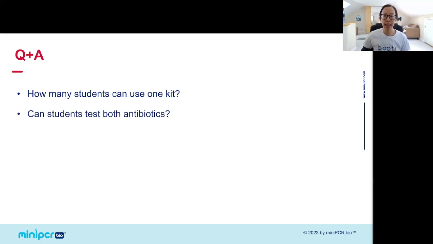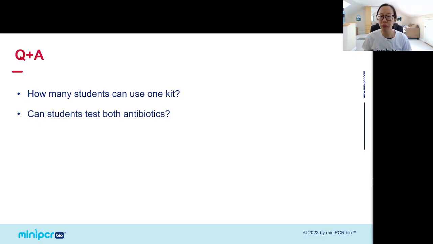Can students test both antibiotics? So I mentioned at the beginning that the lab groups will be split up, and half of them will test kanamycin and the other half will test streptomycin. Now, if you want your students to test both antibiotics, then each lab group will need twice as much reagents.